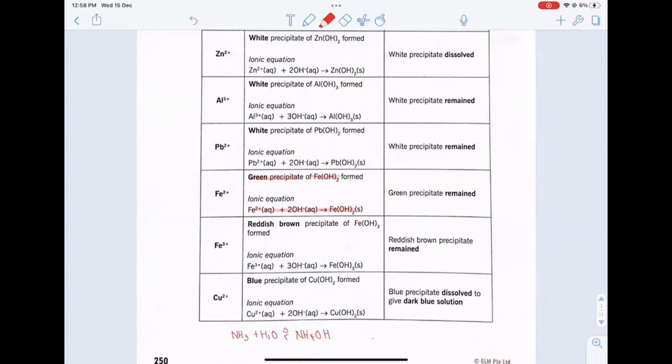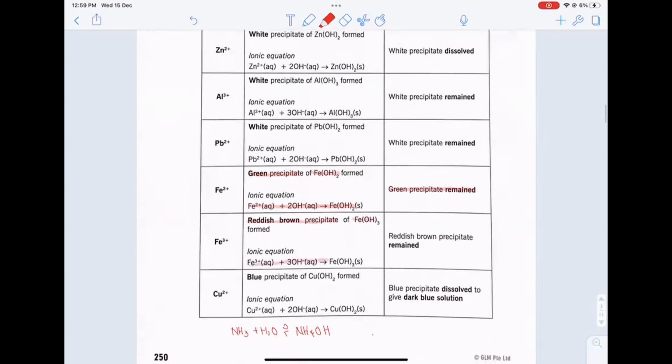And when we add excess aqueous ammonia, the green precipitate remains. So this is the same as the previous aqueous sodium hydroxide. Next, Fe3+. When Fe3+ is present, we will have a reddish brown precipitate of iron(III) hydroxide formed. So same ionic equation and same observations after adding excess aqueous ammonia, the reddish brown precipitate remained.